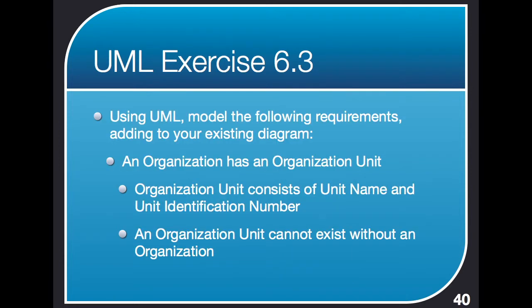For exercise 3, again using UML, model the following requirements, again adding them to your existing diagram. We need to add the concept of an organization having an organization unit. The organization unit consists of unit name and unit identification number. And an organization unit cannot exist without the organization of which it's a part. So go ahead and try to model that.